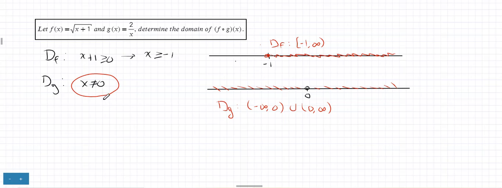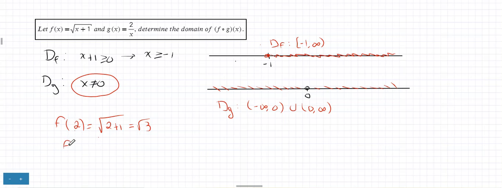This might be a little tricky for those that are new to this concept, but think about the following. Suppose that I were to ask you to evaluate f of 2. All that you basically do is, wherever you see an x in your function f of x, you substitute that by a 2. So we're going to have the square root of 2 plus 1, which is the square root of 3. And we know how to evaluate with any other number, as long as that number is part of our domain.